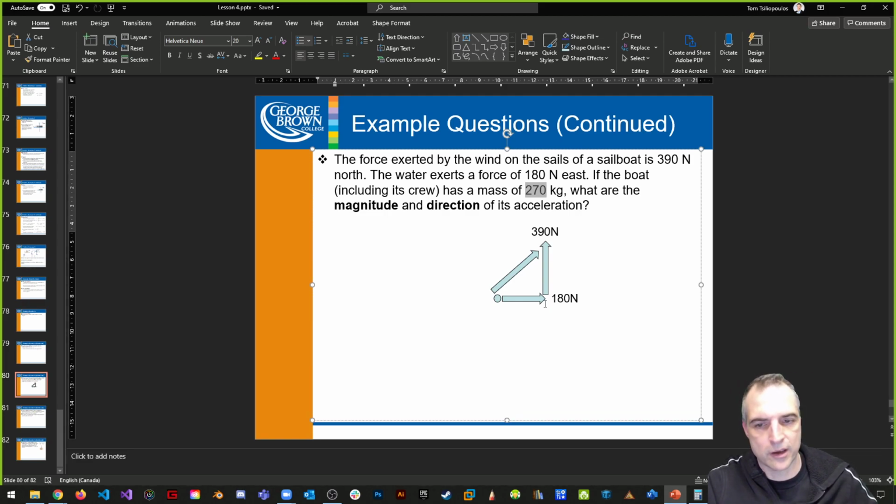So this is definitely a way you can handle it, by thinking about the magnitude and direction, where we don't care about the kilograms at all. Okay?